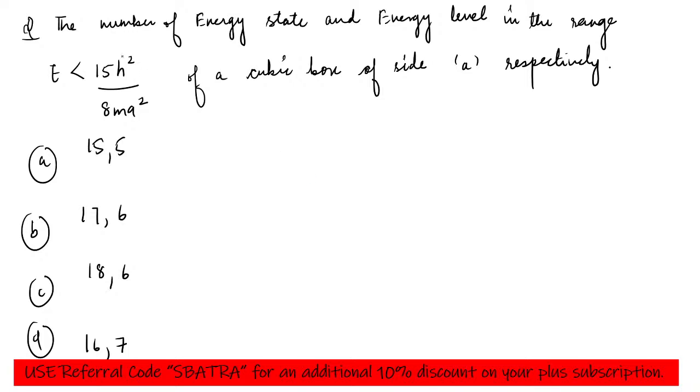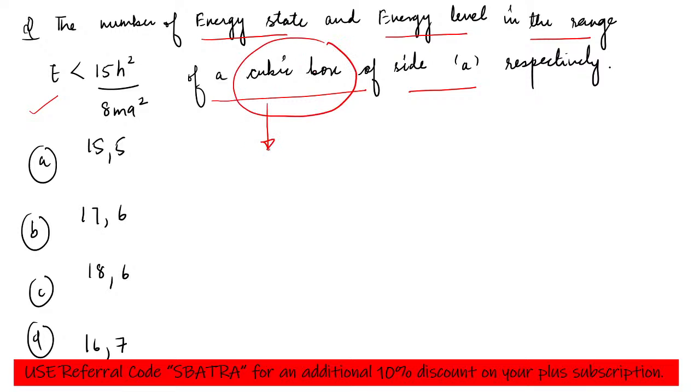Alright, so let's solve this question. The question is the number of energy states and energy levels in the range of this energy for a cubic box of side A. Cubic box means we are discussing a 3D box, that is your three-dimensional box. So we have to find out these energy states and energy levels.